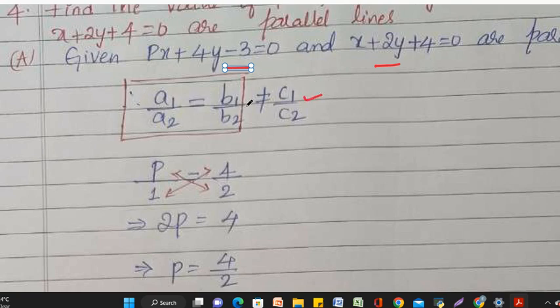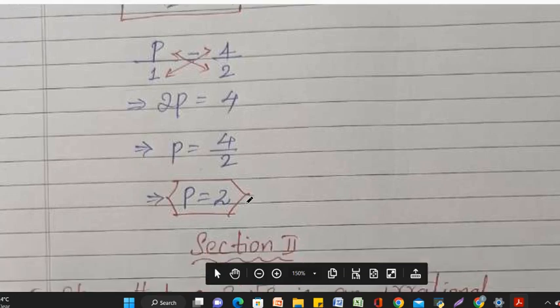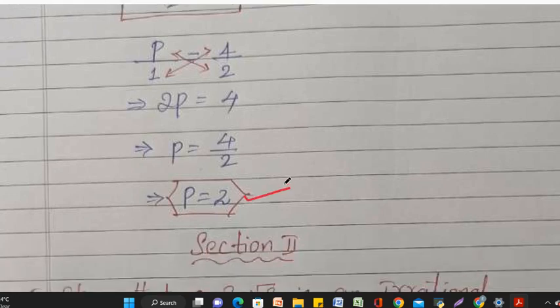So we will consider only the first two because p is in the a1. So a1 by a2 is equal to b1 by b2. From these two equations, a1 is p, a2 is 1 and b1 is 4 and b2 is 2. So p by 1 is equal to 4 by 2. When two fractions are equated, we have to cross multiply. So 2p is equal to 4. Obviously p will be 4 by 2, which is 2. So the value of p is 2.